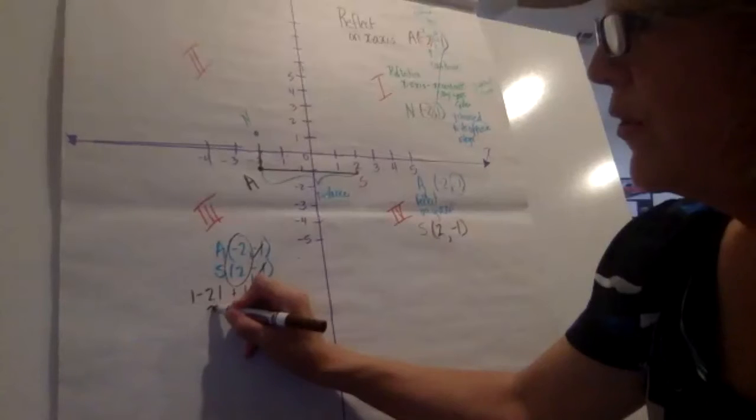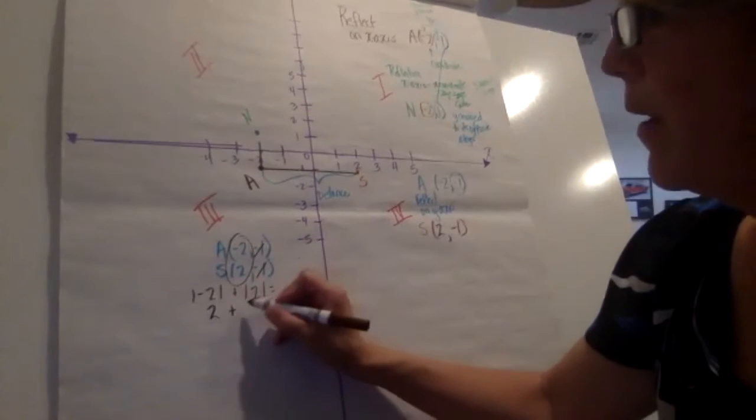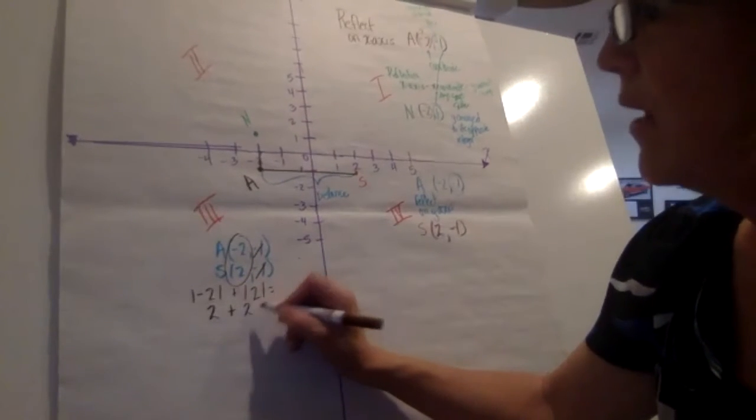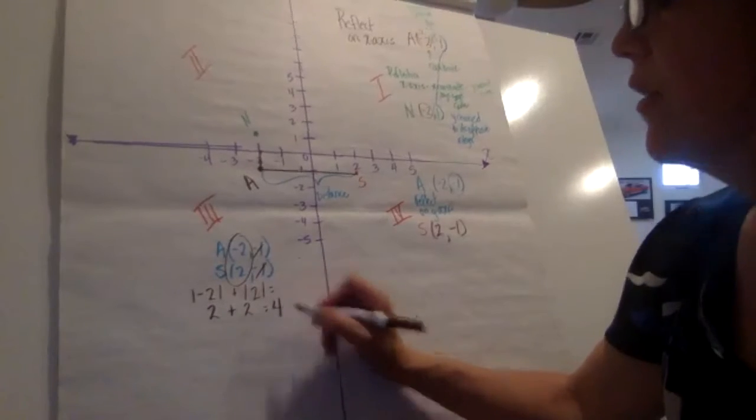So the absolute value of 2 is 2. The absolute value of negative 2 is 2. The absolute value of positive 2 is 2. And the distance is 4.